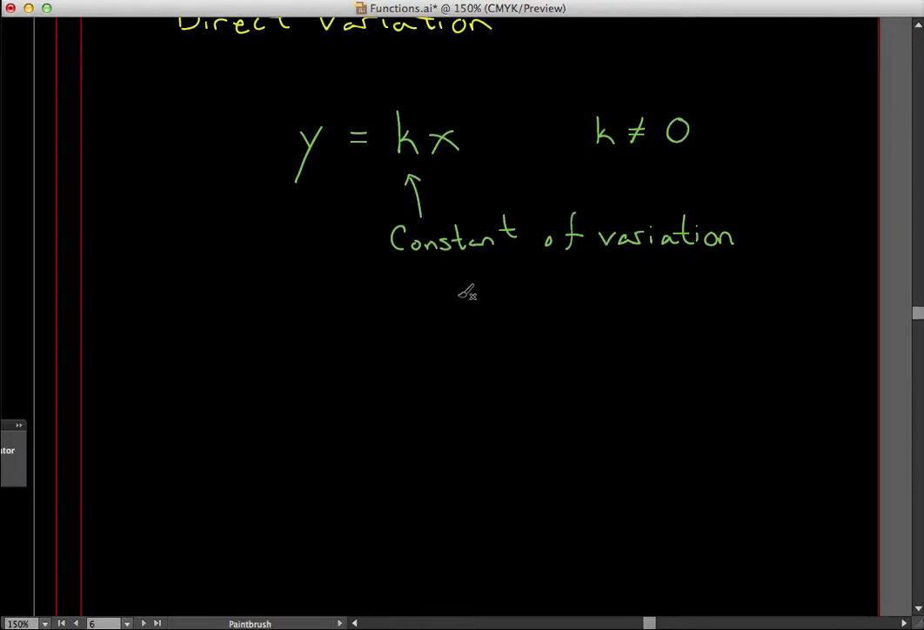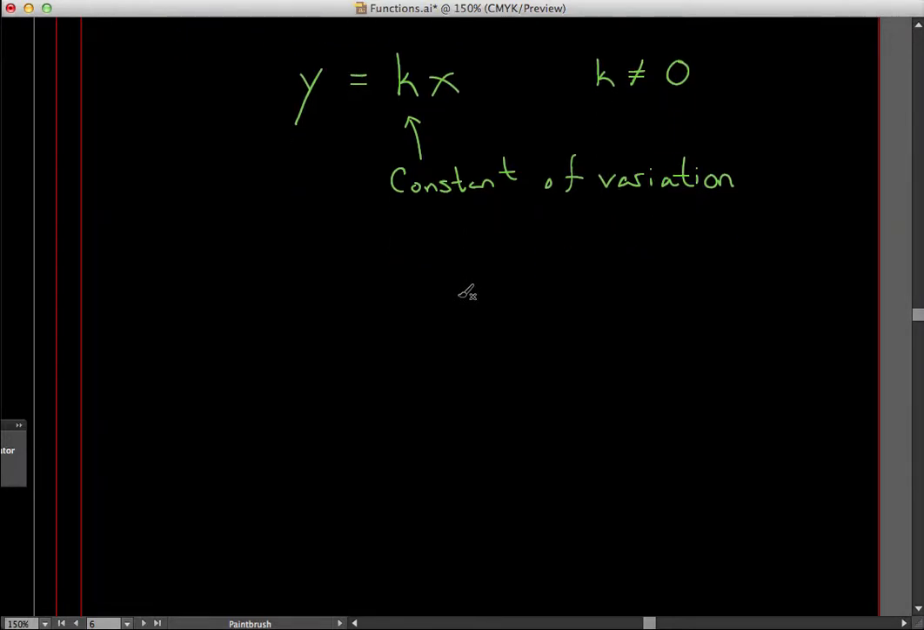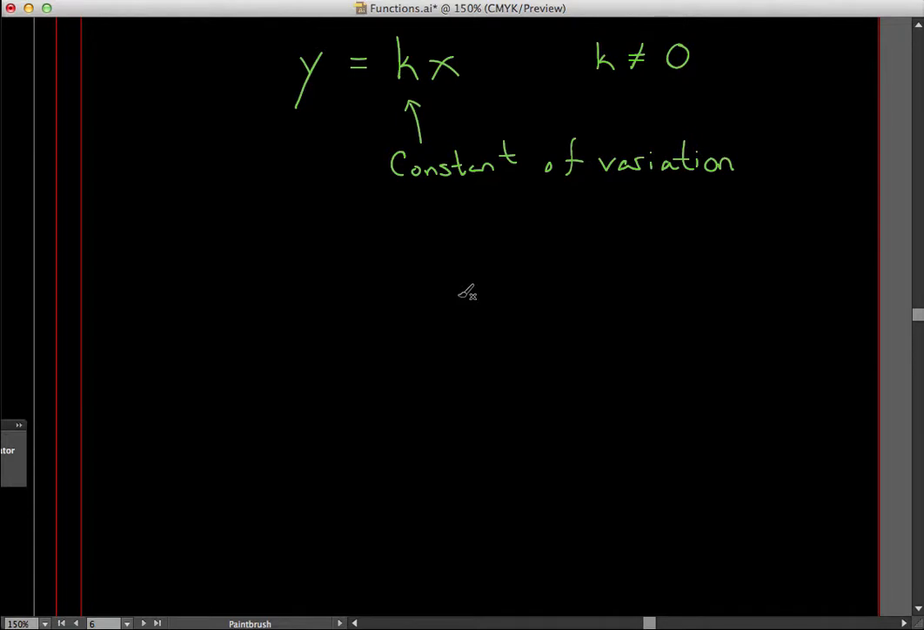So let's look at a table here, and let's see if we can identify direct variation. Let me just change colors here, and make an x and y, and then we'll make a little table. Okay, so let's give x values of 1, 3, and 4. And then we'll give y values of 2, 6, and 8.